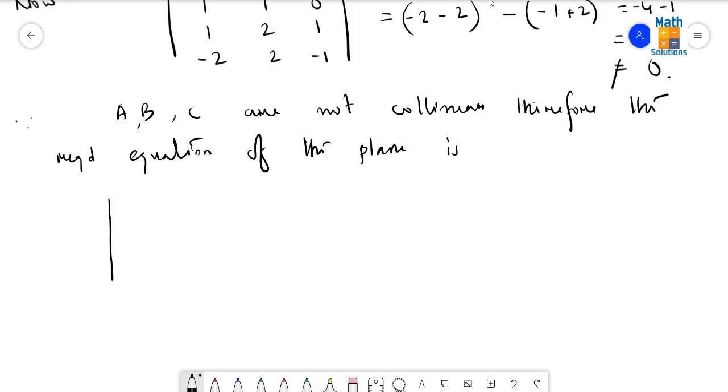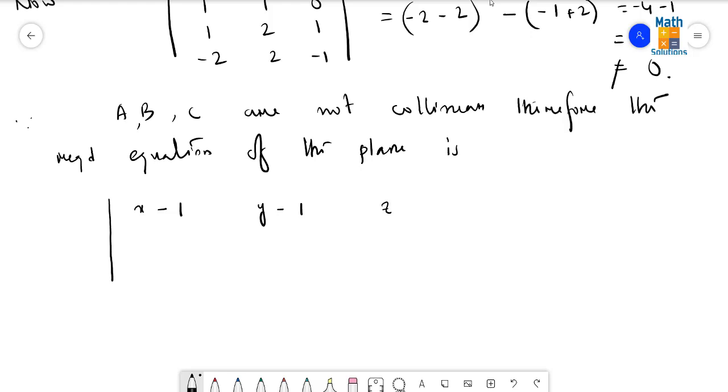We already know the formula. Along the first row, in determinant form, we have to calculate this. This is x minus x1, and x1 is 1 here. Then y minus 1, then z minus 0.